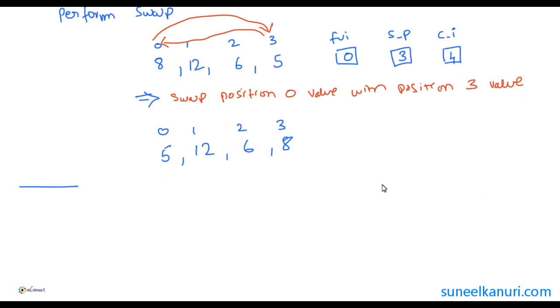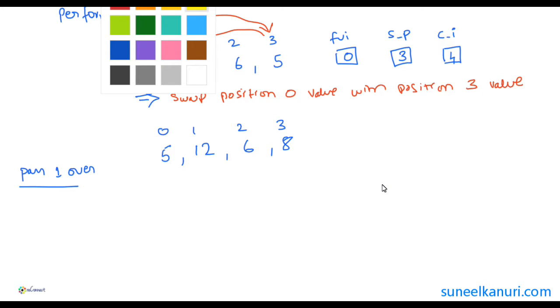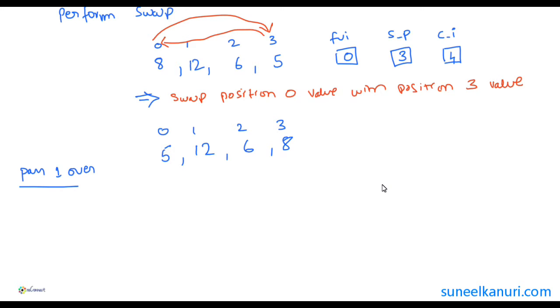So that's pass 1 over, and we would be marking, in our usual style, the end of the part which is sorted with a yellow color, if you watched my other videos. And this is the unsorted part, and this is the sorted part.